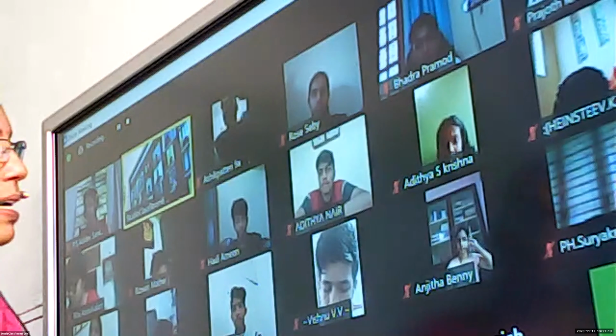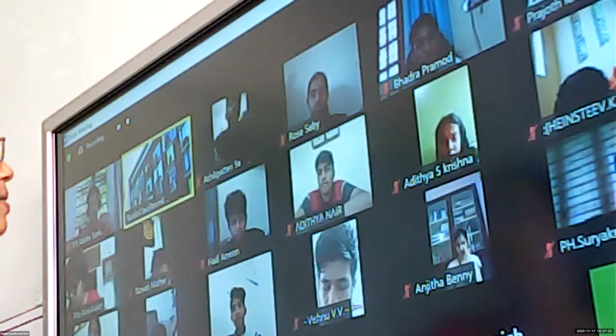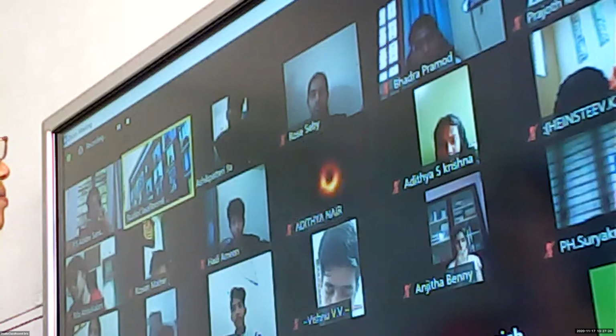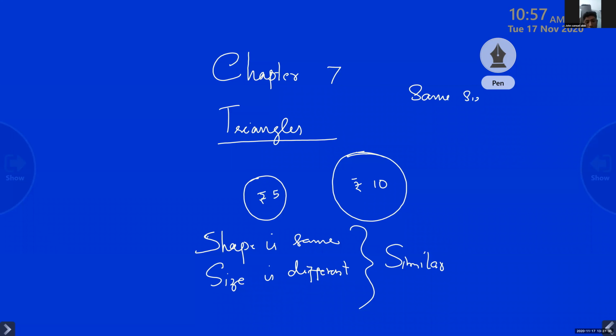Have you seen blades of the same packet? Yes, ma'am. So what about them? They have the same size as well as the same shape. And such kind of figures are known as congruent figures.